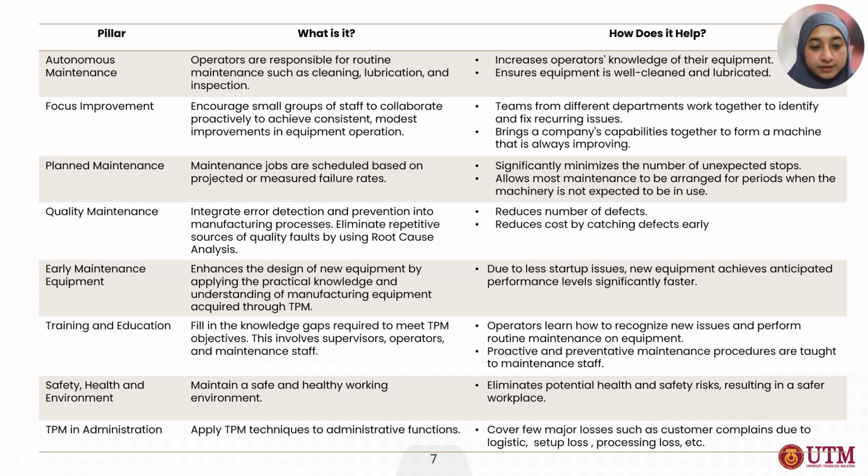Next is safety, health, and environment, where we maintain a safe and healthy working environment, eliminating potential health and safety risks, resulting in a safer workplace. Lastly is TPM in administration, where we apply TPM techniques to administrative functions. It helps by covering a few major losses such as customer complaints due to logistics, setup loss, processing loss, and so on.